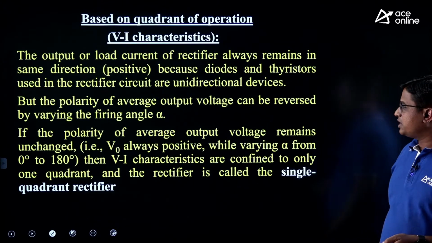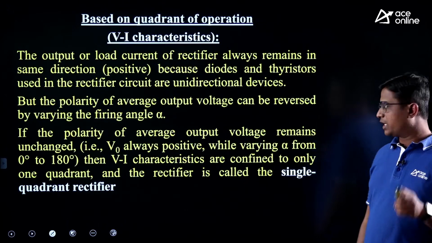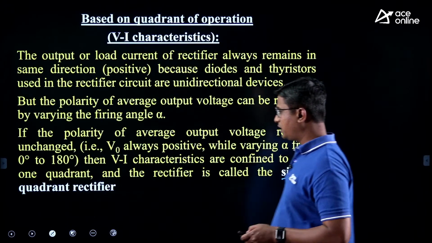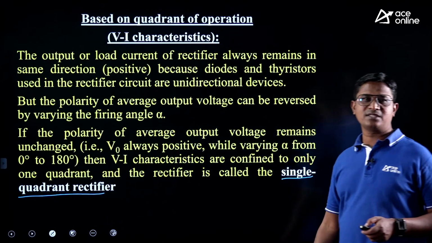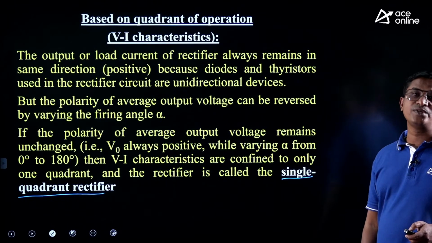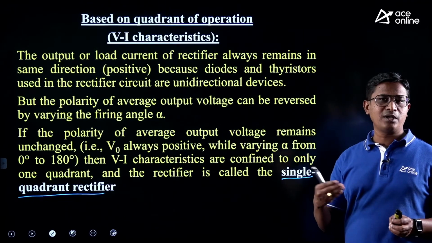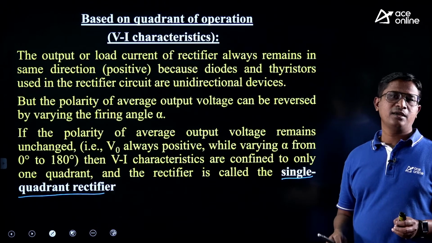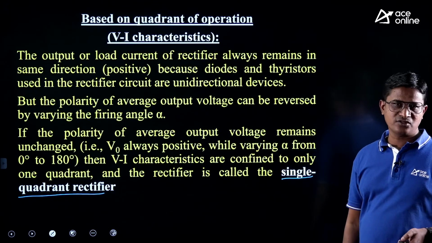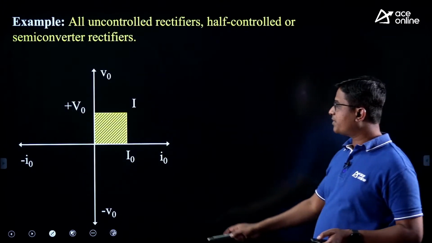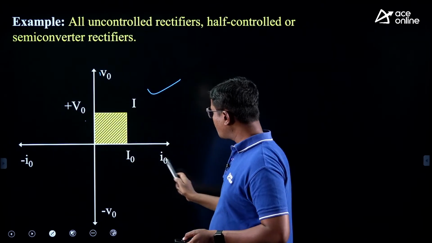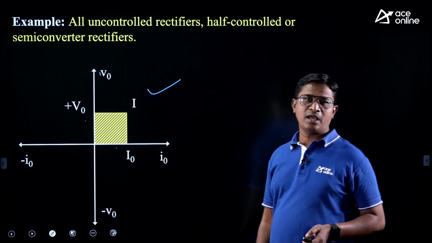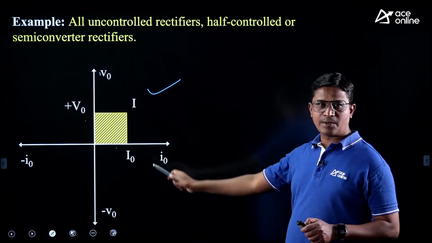Okay, right. So here we are having the 3 types. 1 quadrant, that is a single quadrant rectifier. Single quadrant rectifier means these are the rectifiers which give output voltage and output current as only positive. As only positive means these converters operate in only first quadrant. Output voltage is positive, output current is also positive.